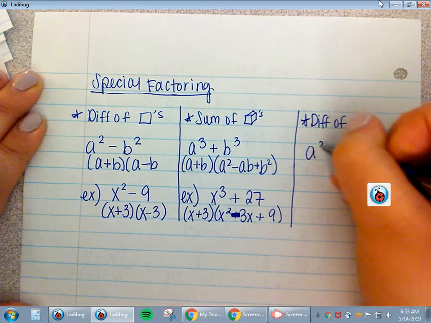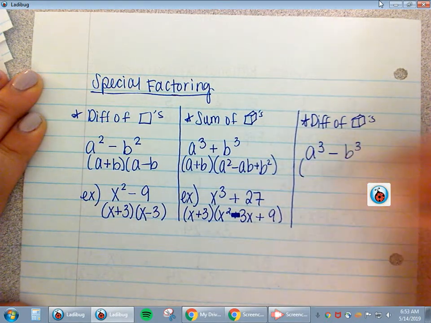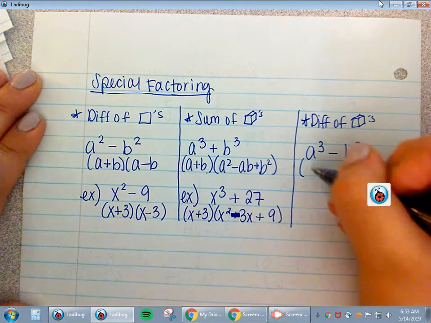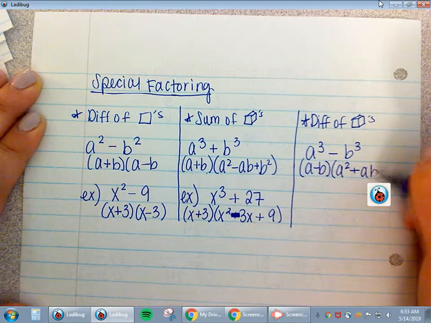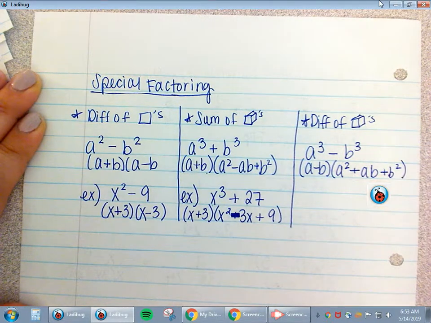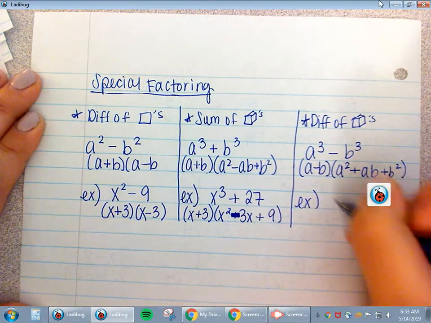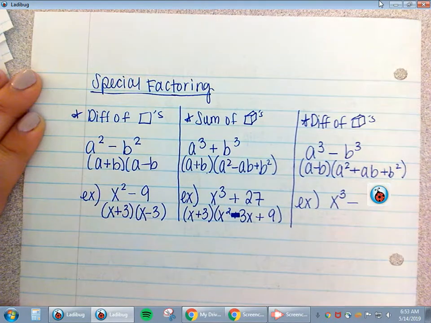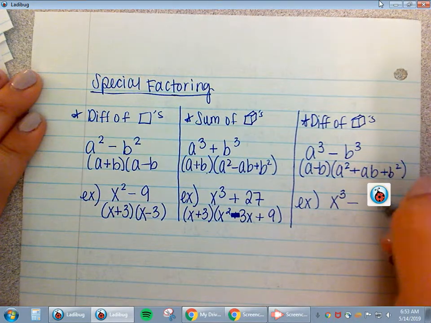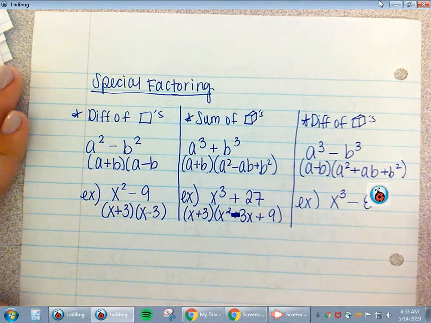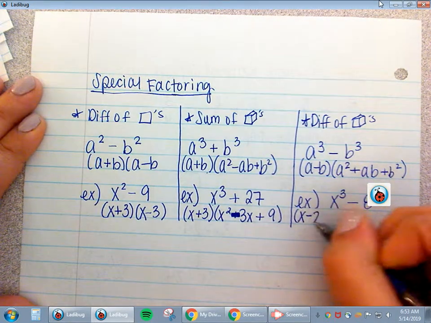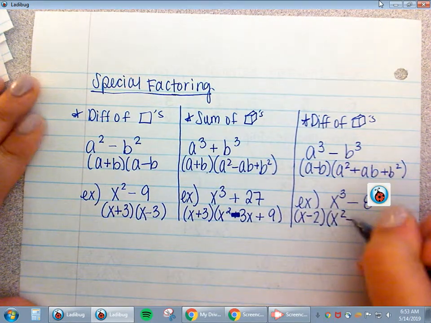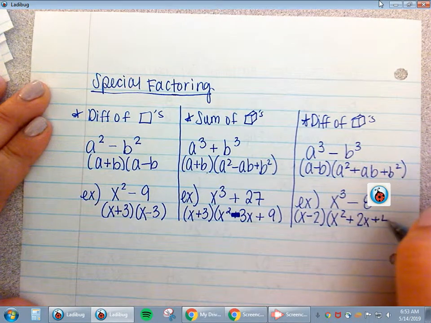Last one, difference of cubes. So like a cubed minus b cubed is very similar. The first one's going to be a minus, so a minus b, and then the rest are add. And an example of that, say we had x cubed minus 8. Our a term is x and our b term is 2 in this case. So you've got x minus 2 times the quantity x squared plus 2x plus 4.